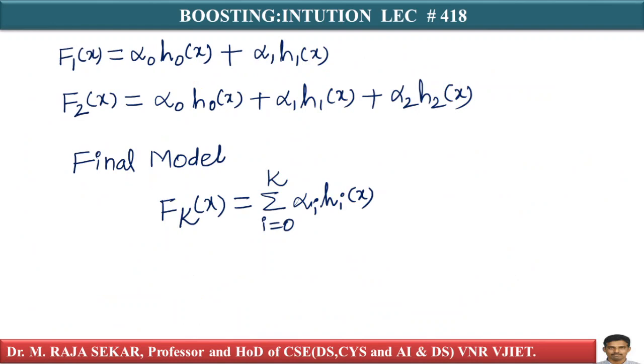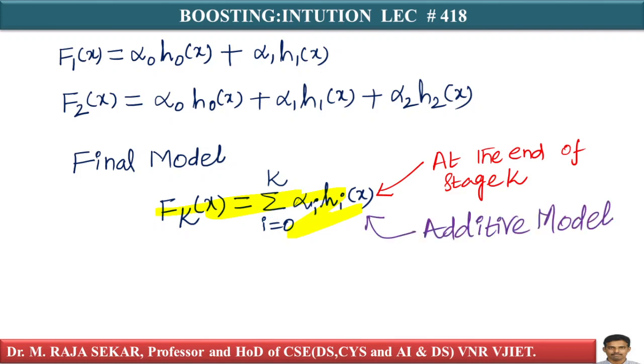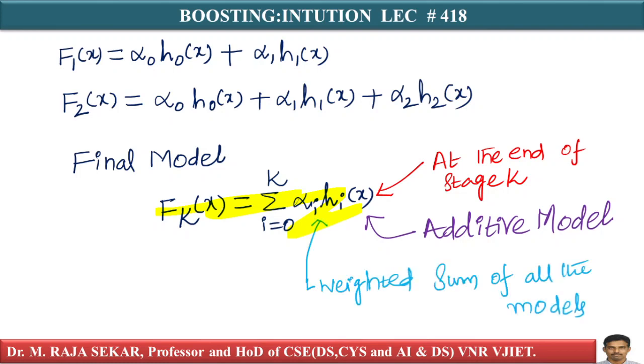Just see, what is your model at the end of stage k? This is fk of x, my final model, equal to the sum over i equals 0 to k of alpha i hi of x. Intuitively speaking, it's an additive model, isn't it? This is my final model at the end of stage k. It's an additive weighted model. It is a weighted sum of all base models.